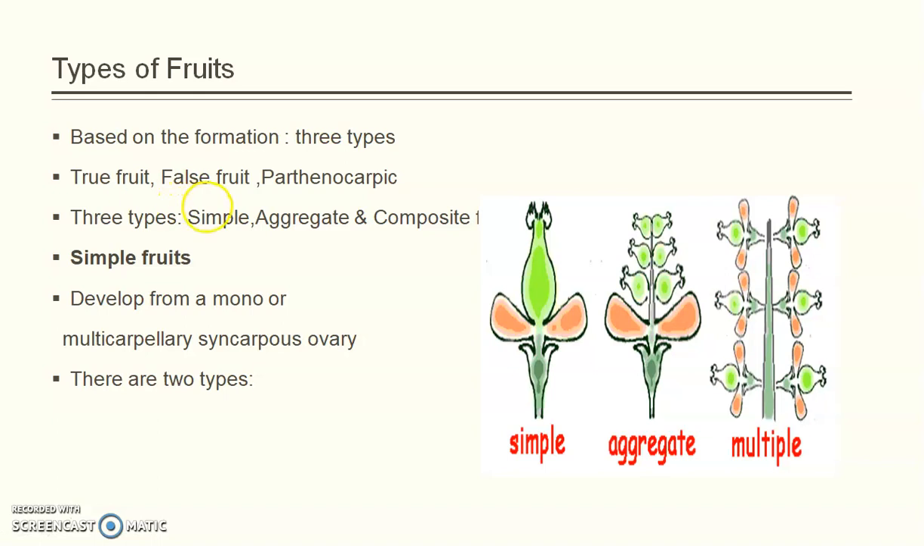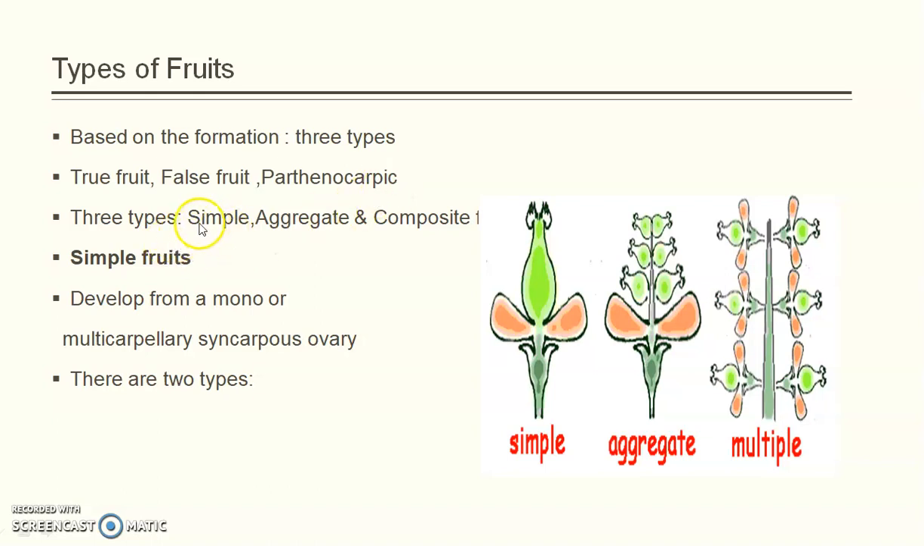And in the false fruit, other parts like thalamus or inflorescence or calyx can be modified into fruit. So apart from the ovary, other floral parts become a fruit and it is termed as false fruit. And parthenocarpic means without fertilization, seedless varieties. So they are known as parthenocarpic fruits.